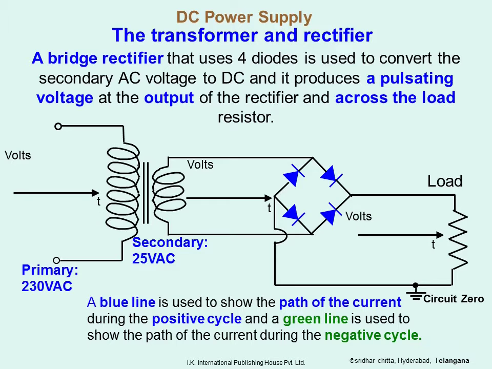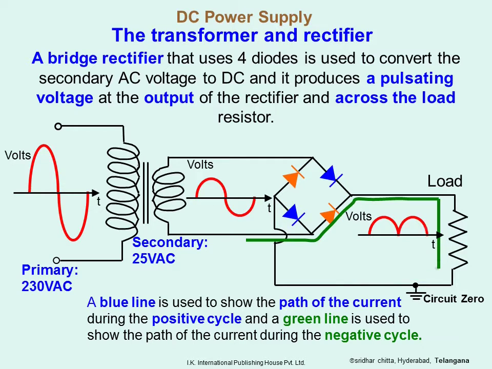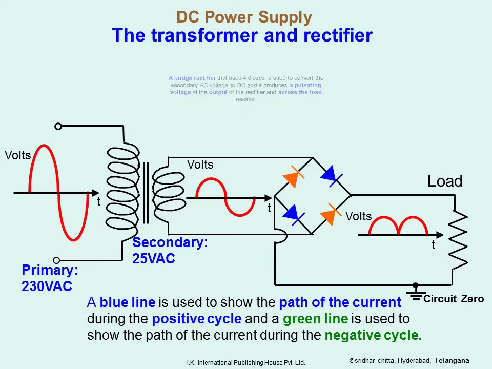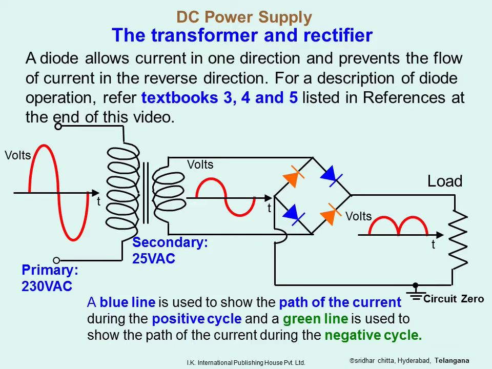A blue line is used to show the path of the current during the positive cycle, and a green line is used to show the path of the current during the negative cycle. A diode allows current in one direction and prevents the flow of current in the reverse direction. For a description of diode operation, refer to textbooks 3, 4 and 5 listed in references at the end of this video.